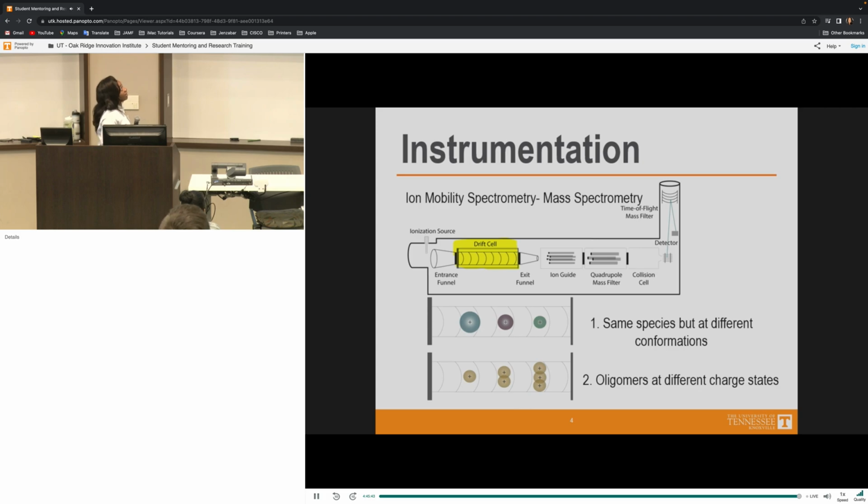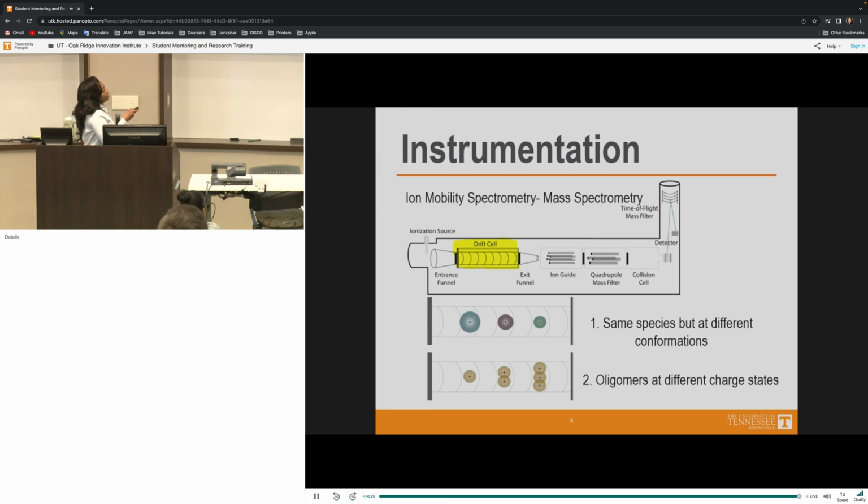So our main instrument, again, is called the ion mobility spectrometry mass spectrometry. I'll be explaining how our instrument works again, because it's very important. As you can see, the electric field will pull those ions into the entrance funnel. As those ions enter the entrance funnel, they will then enter the drift cell, which separates them by shape and size. As they exit the drift cell and exit funnel, they will enter an ion guide, which will push those ions through the quadrupole mass filter, and they will be separated by the mass to charge ratio.